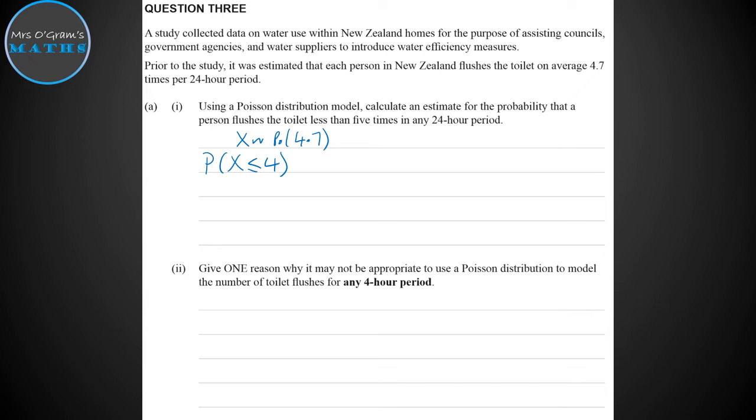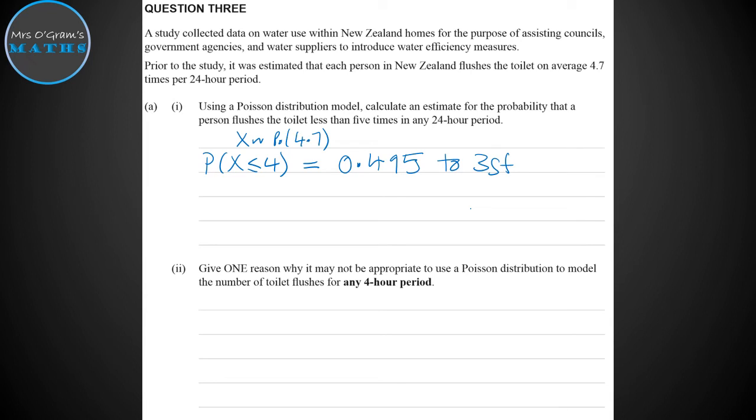Now you should be instantly turning to your graphics calculator to plug that straight in with no extra working required. Simply go to your Poisson menu. We're going for cumulative because it's up to and including 4, not exactly equal to 4. It's all the numbers up to there. And lambda is 4.7, and your graphics calculator will give you the answer of 0.495 if we round it, so to 3 significant figures.